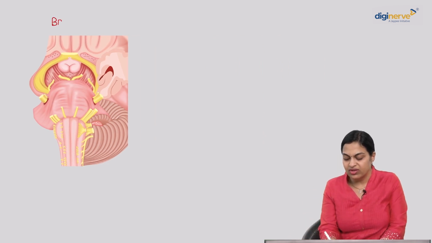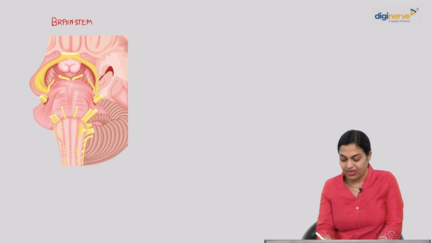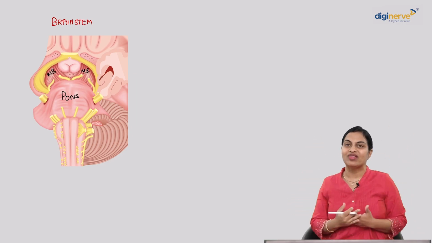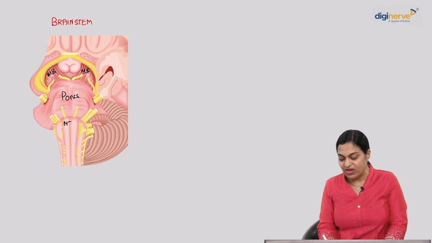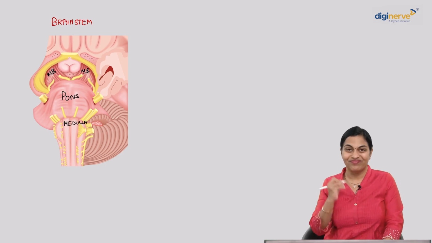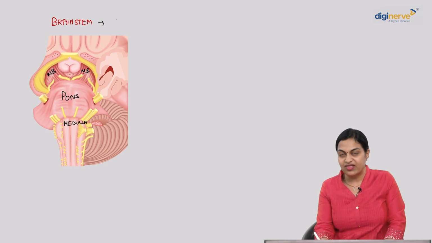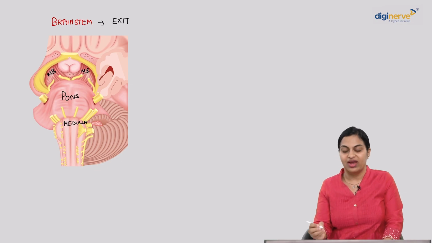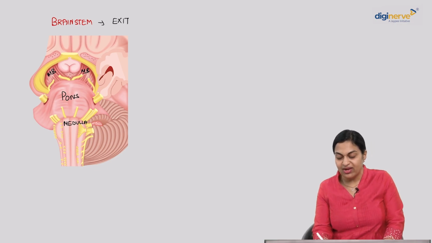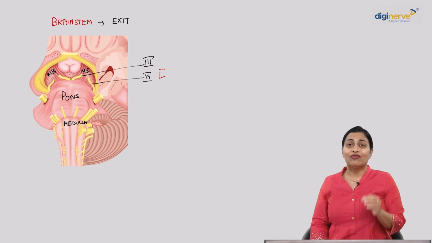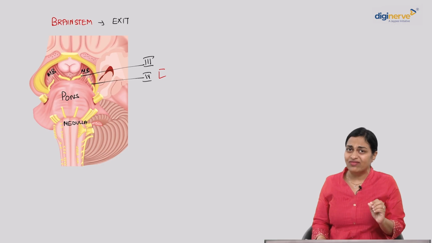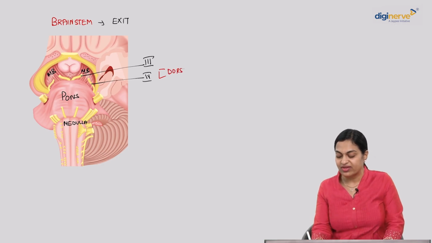So here, this is the brainstem. What are the parts of the brainstem? This is the pons. This is the cerebral peduncle of the midbrain. Above the pons, it's the midbrain, and below the pons, that is the medulla. So in the brainstem, we are going to see the exit of the cranial nerves. The midbrain is related to cranial nerves 3 and 4. The fourth cranial nerve is the only one that has a dorsal exit.